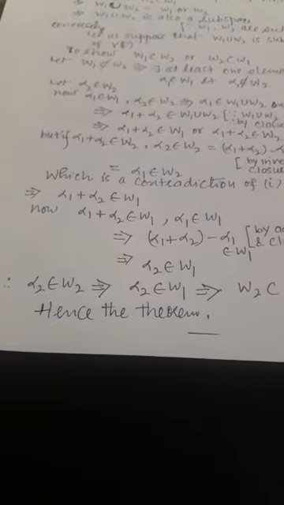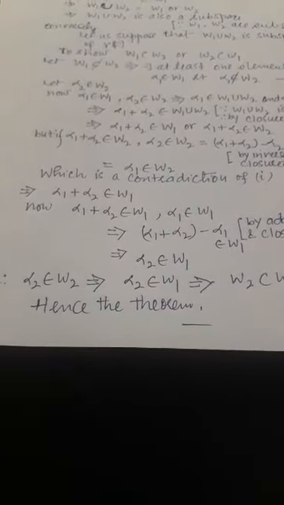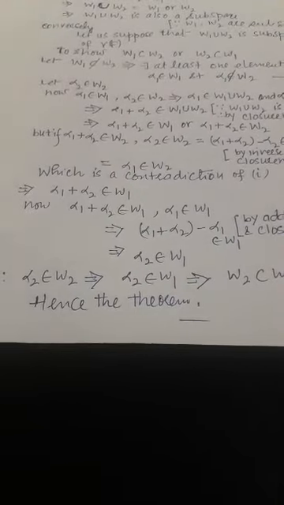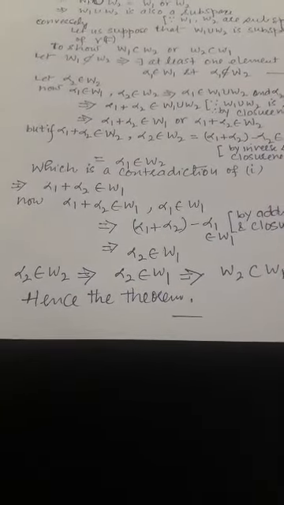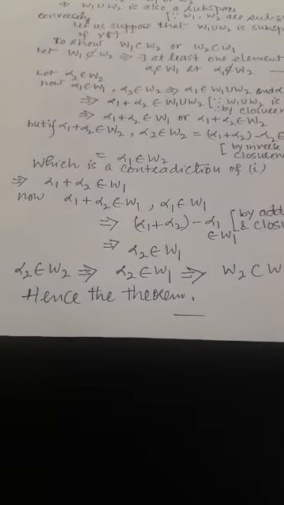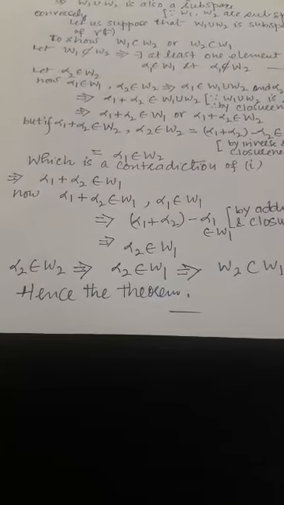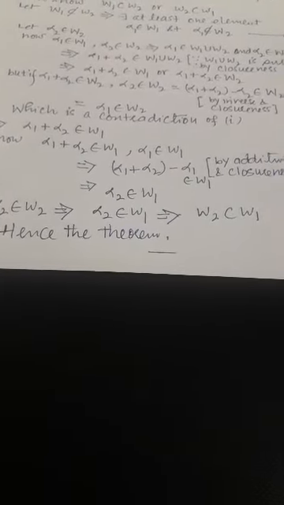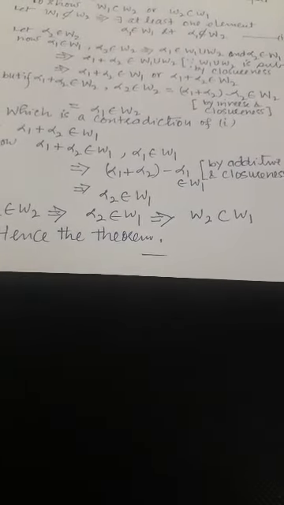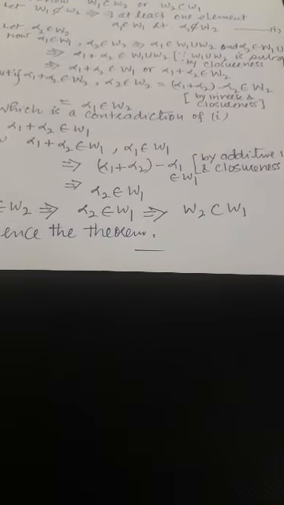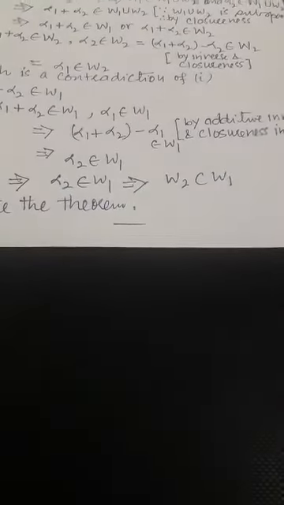If alpha 1 plus alpha 2 belongs to W1, and alpha 1 belongs to W1, so it implies that alpha 1 plus alpha 2 minus alpha 1 belongs to W1 by inverse and addition axioms or closure axioms. This alpha 2 belongs to W1. Since alpha 2 was an arbitrary element of W2, alpha 2 also belongs to W1. So W2 is a subset of W1. Hence the theorem.